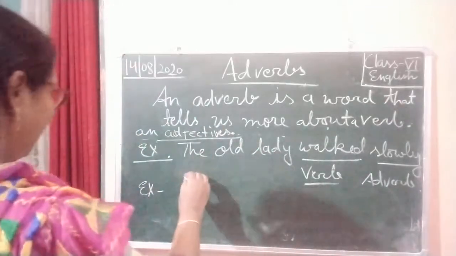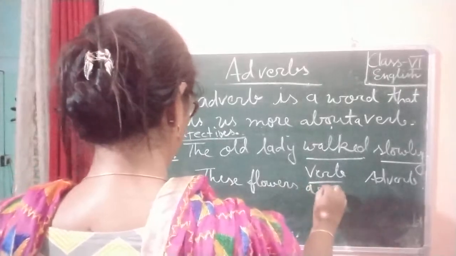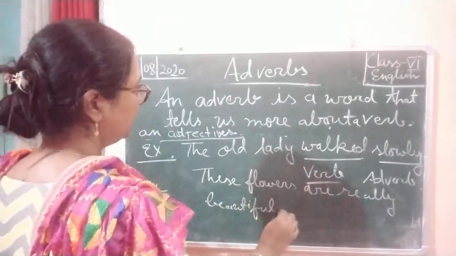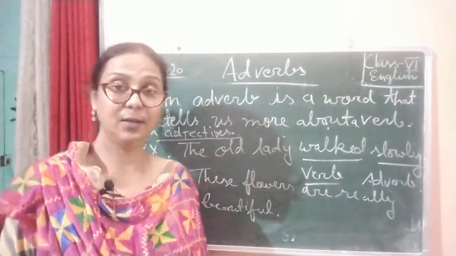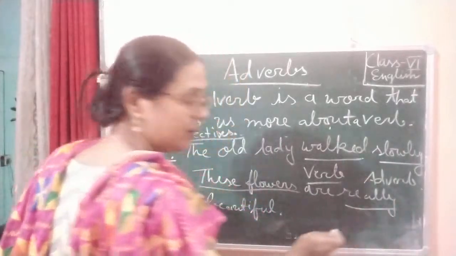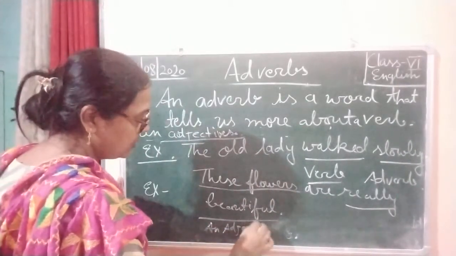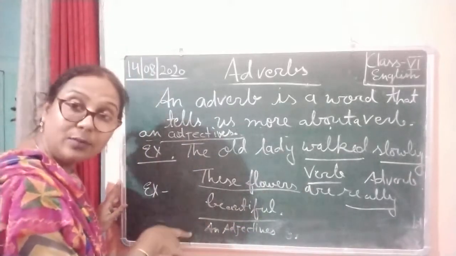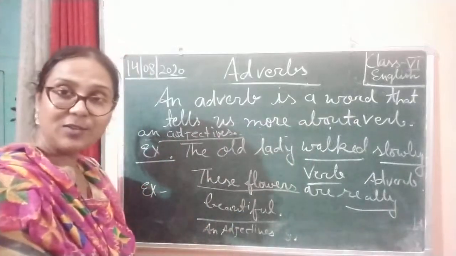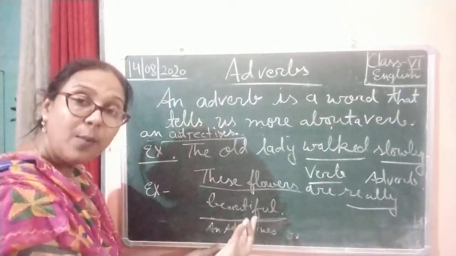So here I am going to write: these flowers are really beautiful. Now here you can see these flowers are really beautiful. These flowers, this is a noun, and really is a new word for you. And here beautiful, as you all know, is an adjective, because it is describing the flowers, or the noun. So here you can see it tells more about an adjective also.